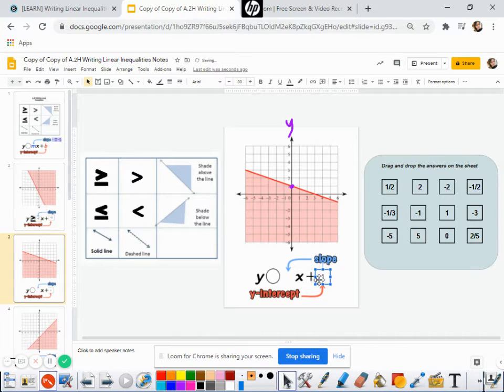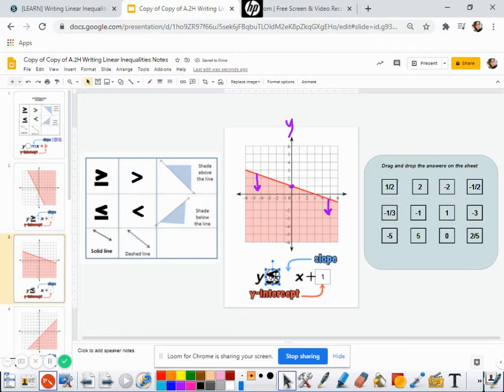Okay, then the next easiest thing for me is that this is a solid line and it's shaded below the line. It's shading down, right? So the inequality symbol I'm going to use is less than or equal to. Okay, place it right there.